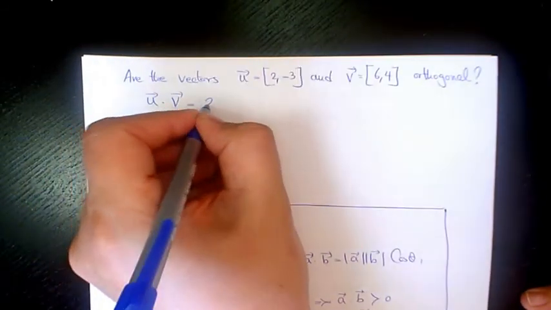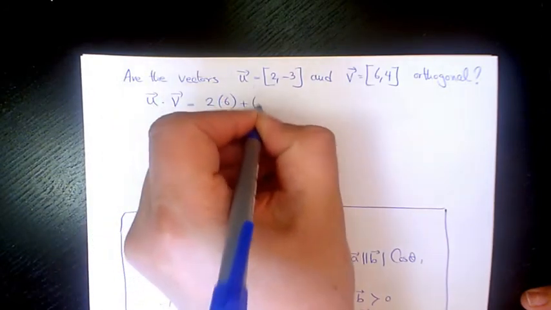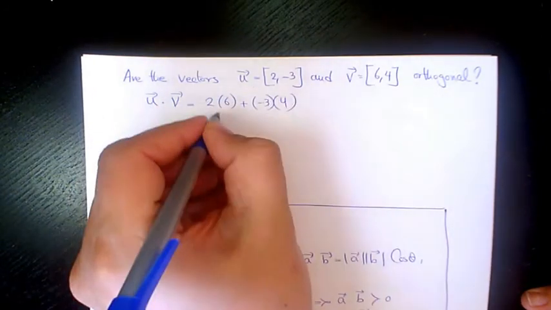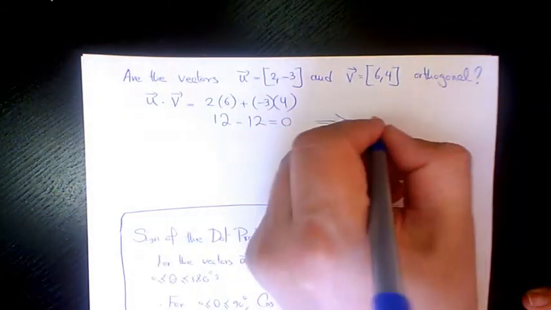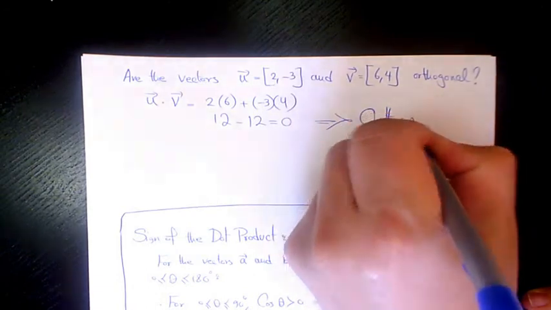So it's going to be 2 times 6 plus negative 3 times 4. That's 12 minus 12, which equals 0. So since the dot product is 0, the vectors are orthogonal.